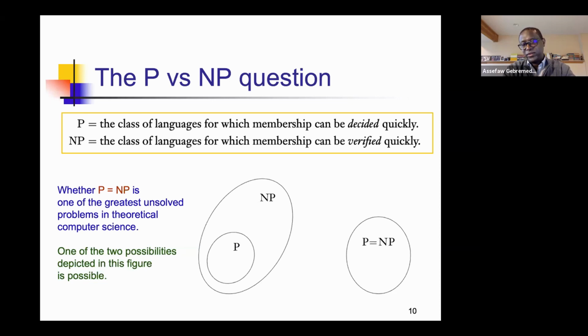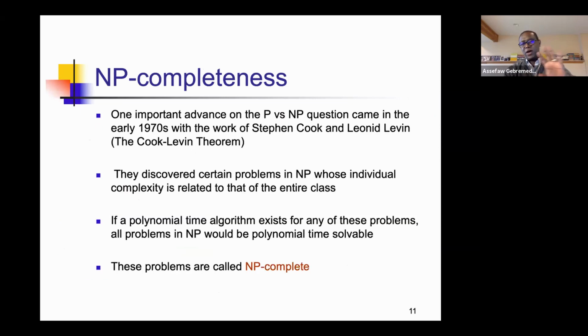And whether the truth is the left or the right is unknown. It's an open question, and it is the greatest unsolved problem in theoretical computer science. And so I left you here, and we are going to now, as I told you, see a little bit of positive news, something that would get us a handle on this.